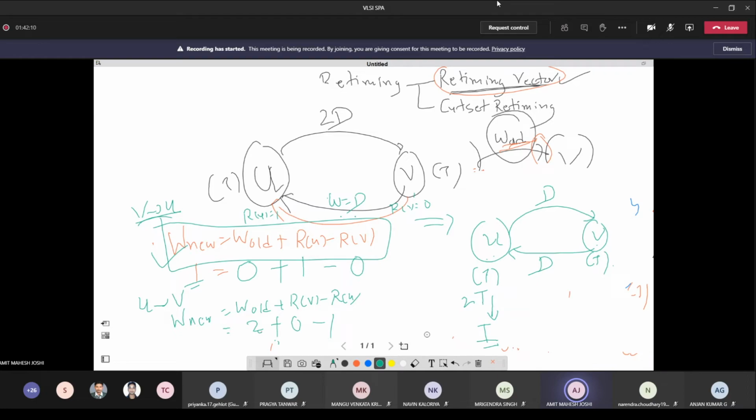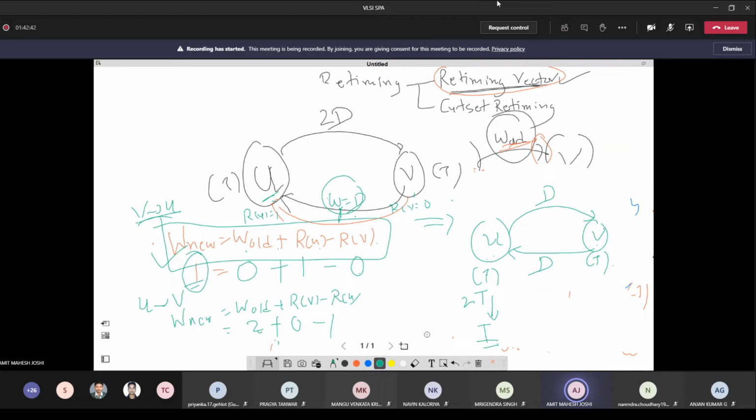So W new is equal to W old plus RU minus RV, because this is your destination, this is source. Now when I started, my intention was clear. I want this W to be equal to D because there was no D over here. So that's why I put W new is equal to 1, because I want this one. Now here you can put 2, 3, anything. According to that, the retime vector gets changed. But ideally, in order to break the critical path, 1D is enough.